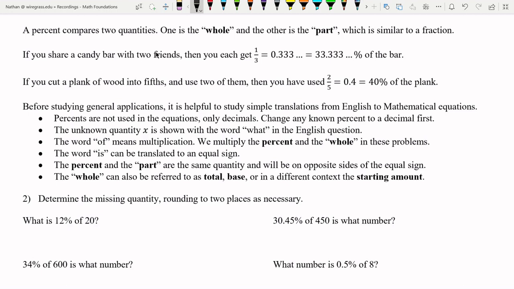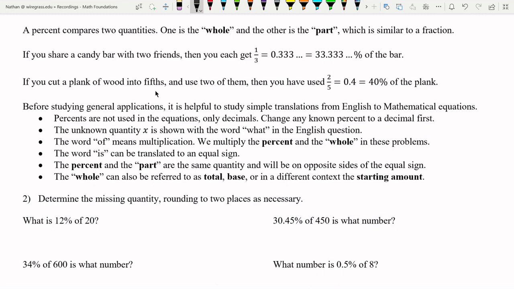So if you share a candy bar with two friends, then you're going to cut the candy bar equally into three parts. So the three parts make the whole candy bar. And each of you is going to get one part out of those three. So 1/3 of the candy bar is what each person gets. That's 0.33333, or 33.333 repeating percent of the bar. That's what each friend gets.